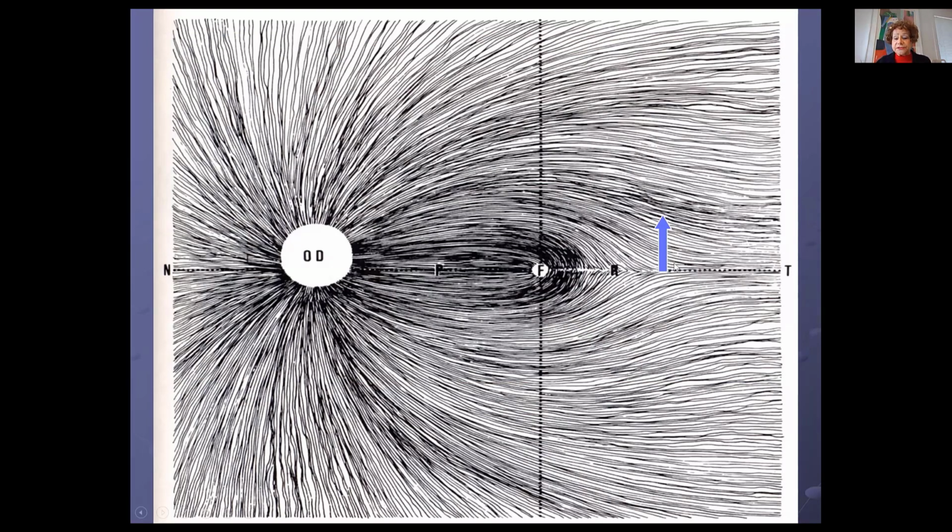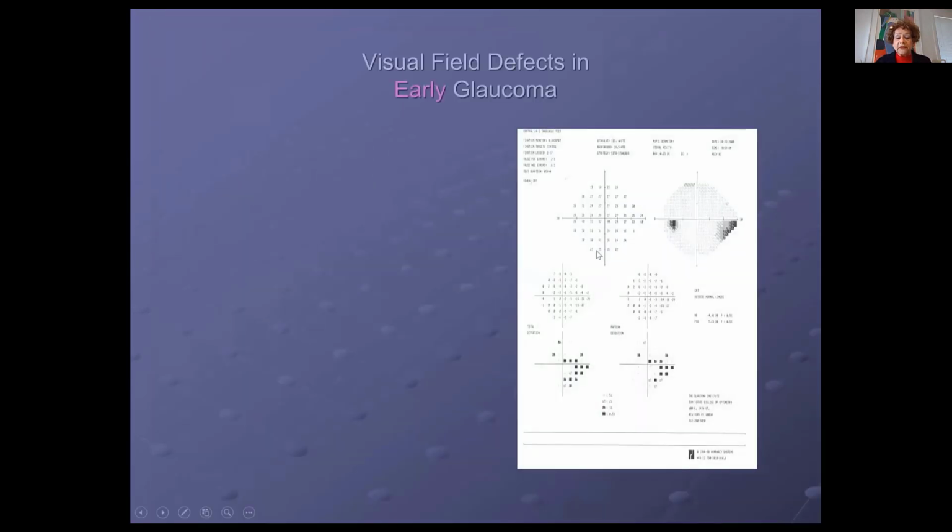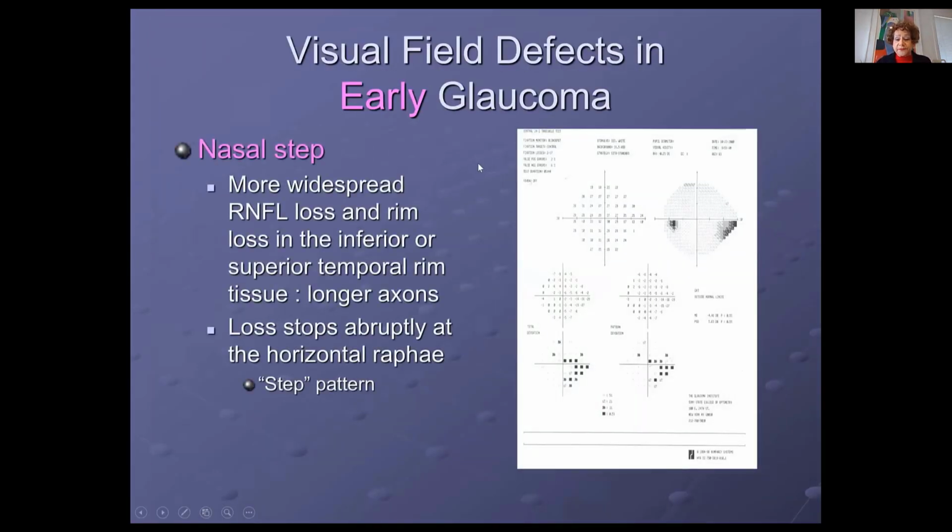and these axons stop at the horizontal raphe. So what we expect to get are nasal steps. And this is a little bit more widespread loss affecting the longer axons. And this is a typical nasal step type defect. It stops at the horizontal raphe.